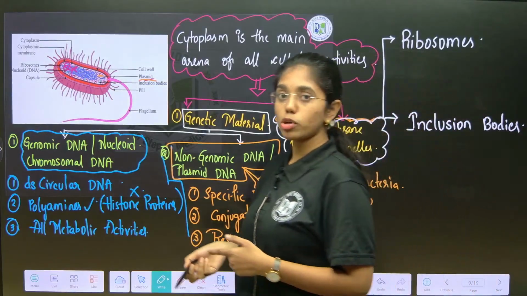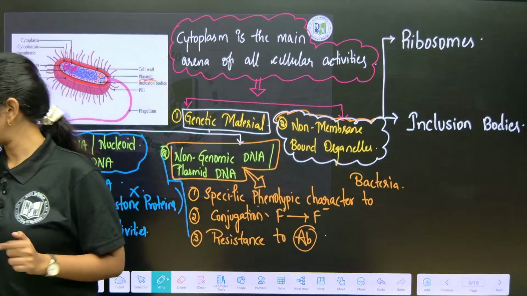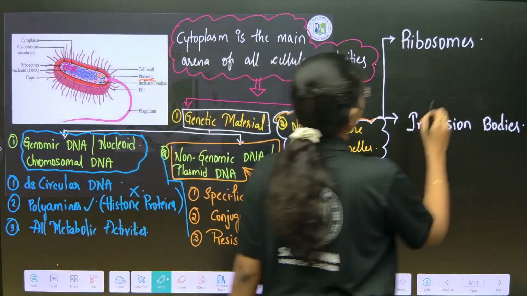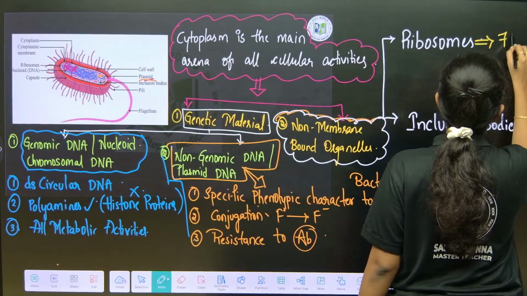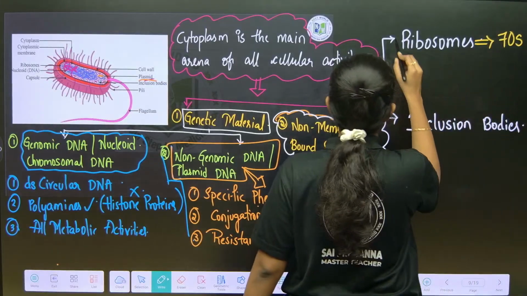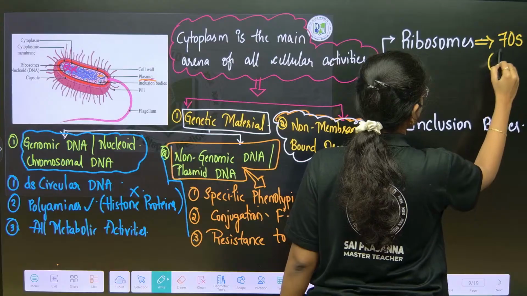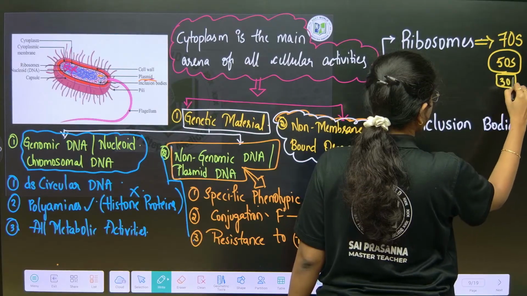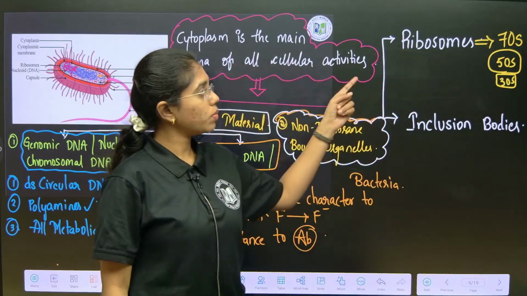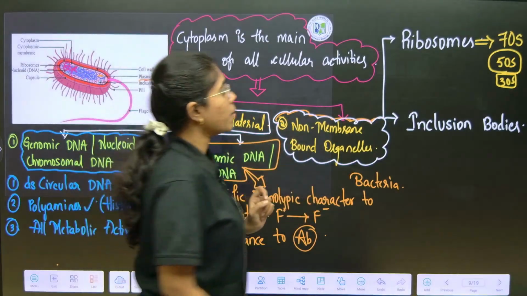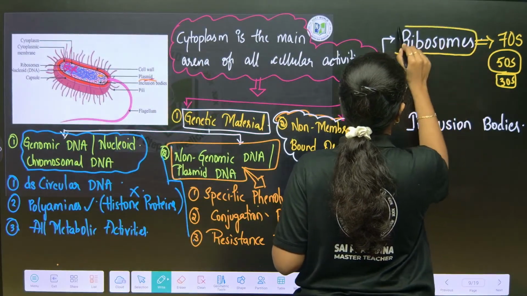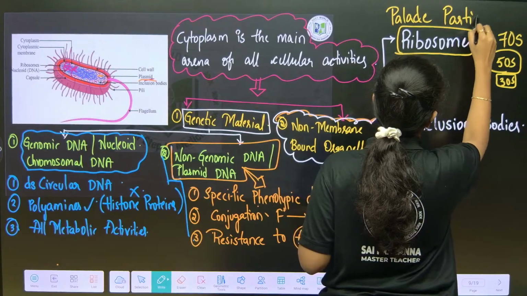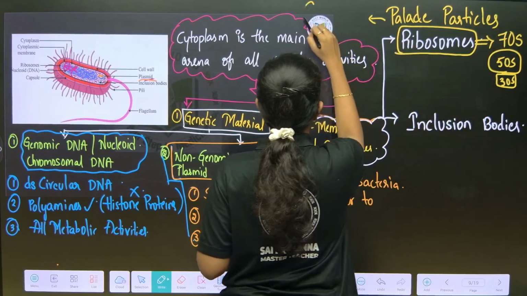Ribosomes: what type of ribosomes are present and where exactly are they present? All the ribosomes present are 70S type, whose larger subunit is 50S and smaller subunit is 30S. Clear, right? These ribosomes are also addressed as Palade particles, as they were discovered by George Palade.